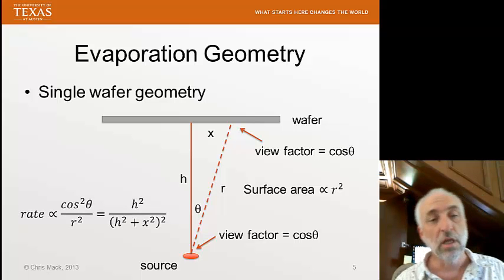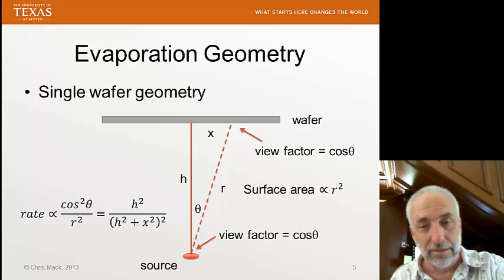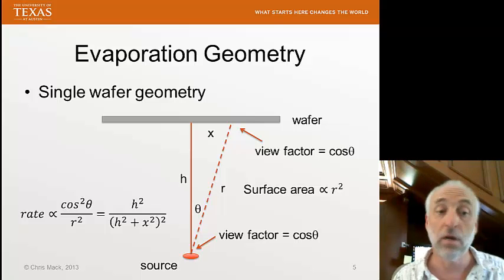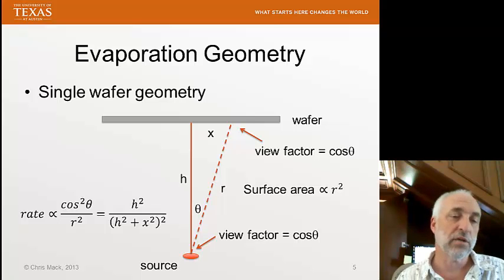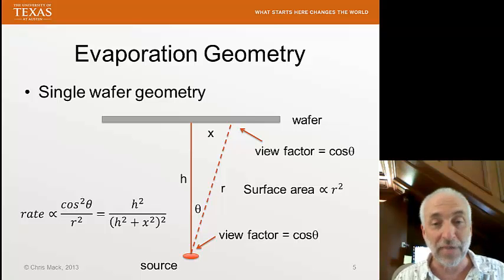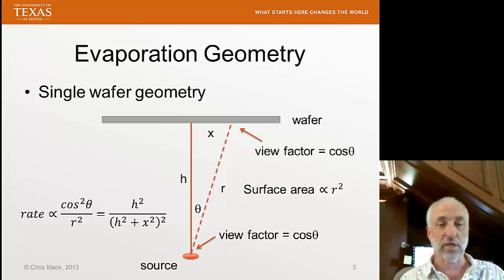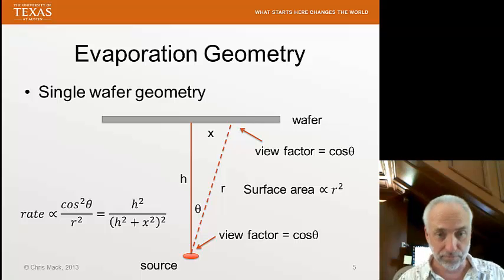The result: the rate is going to be proportional to the first view factor times the surface area factor, 1 over r squared, times the second view factor. In other words, the rate will be proportional to cosine squared of theta divided by r squared. Now, let's use a little geometry. Cosine theta is h over r. R squared is h squared plus x squared. So cosine squared theta over r squared can be put in terms of h and x. And this is the result.